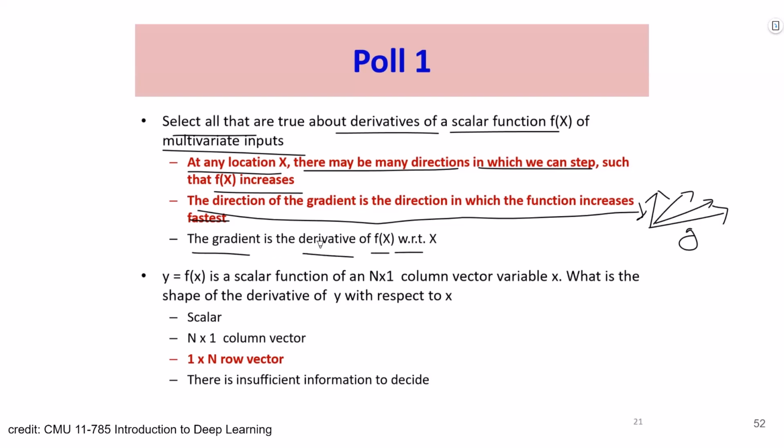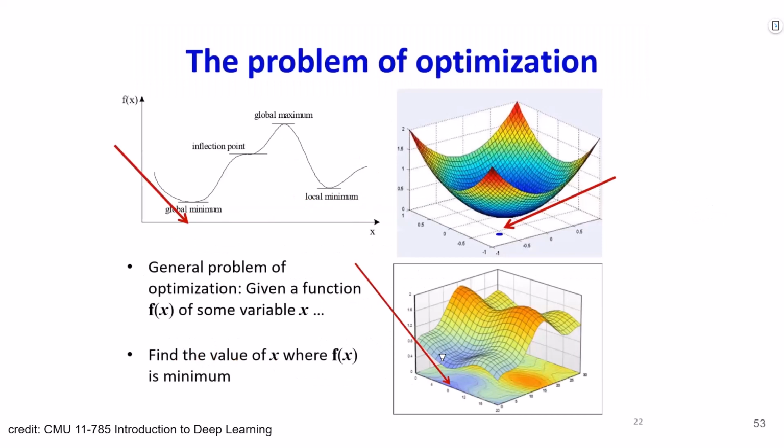And the gradient is the derivative of f(x) with respect to x. No, this is not true. I told you that the gradient is the transpose of the derivative. And y = f(x) is a scalar function of an n by 1 column vector. What is the shape of the derivative of y with respect to x? It is a row vector. Column vector, this is gradient. Okay, let's move on.